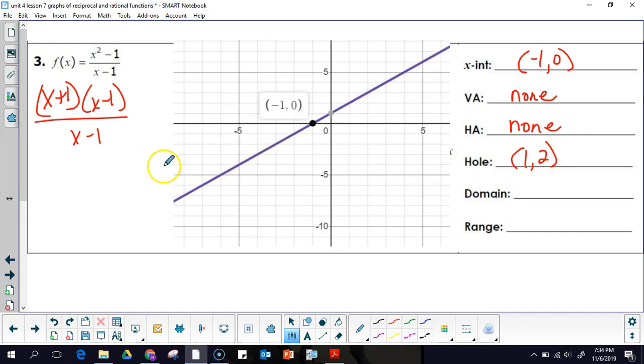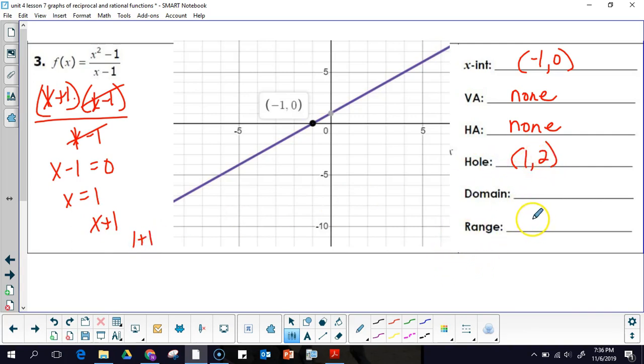Here's how you find that. You take the factor that it has in common, set it equal to 0. That's your x value. Okay, so the next thing we do is we go ahead and cancel out these and simplify it into x plus 1. And then we take this x value and plug it in for x. So 1 plus 1 is 2. That's where the 2 came from.